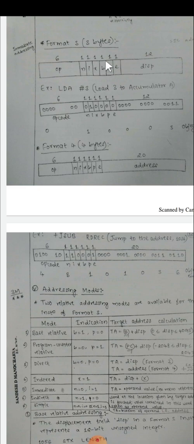These flag bits take 6 bits, and the remaining last 12 bits are reserved for displacement. I will tell you the meanings of the terms displacement, target address and effective address after the completion of this topic, don't worry about it. So 6 bits are for opcode, the next 6 bits for flag bits and the last 12 bits for displacement. So the total length of format number 3 is 24 bits.